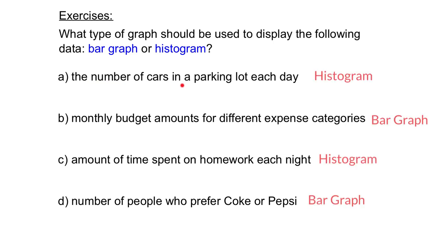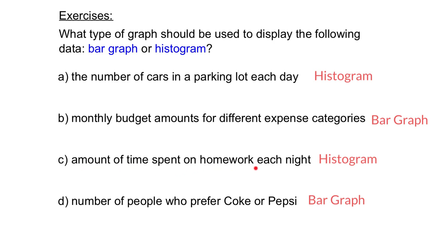The number of cars in a parking lot each day. Well, we're measuring the number of cars. That's a number. That's numerical data, so we can graph that with a histogram. Monthly budget amounts for different expense categories. Well, you might be thinking, budgets, that's money, that's numbers. However, it's for different expense categories. Okay, so it's because we're separating the numbers into categories, that's where we're going to get a bar graph.